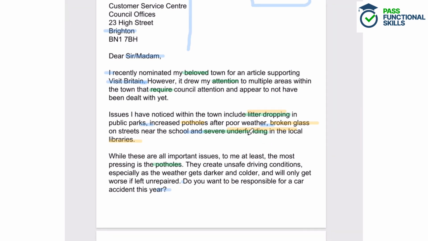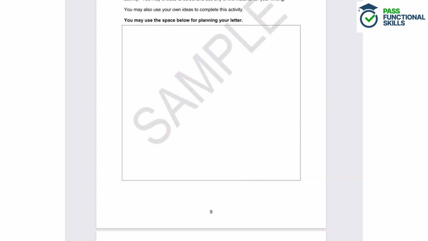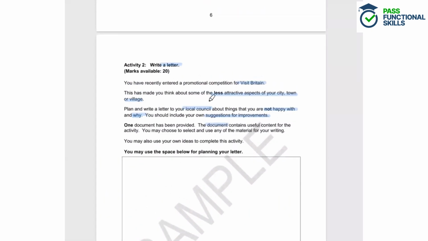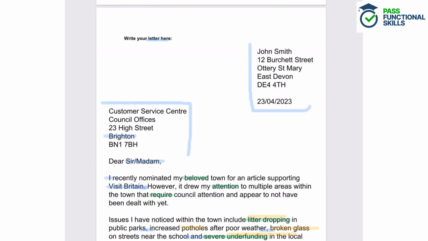We've also got a bit of an explanation. So if you go back to the question, you'll see that we need to talk about, not only mention the things that we're not happy with, but we need to explain why we're unhappy with these things. And then we need some suggestions for improvement. So do we have any explanations and suggestions?